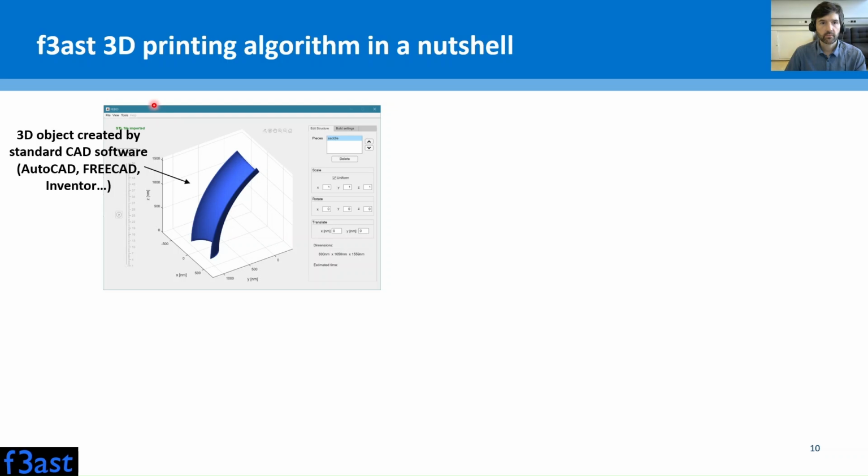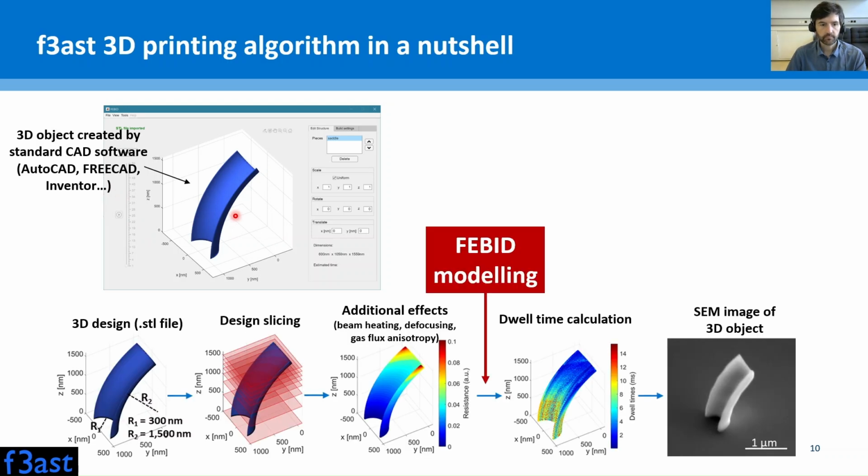So this is the f3ast 3D printing algorithm in a nutshell. We will create a 3D object by any standard CAD software, the one that you prefer. This design will be plugged into the f3ast software using typically an STL file, which is the same as any 3D printer would use. In this case, it's this double curved structure. Our software will slice it, creating different layers.